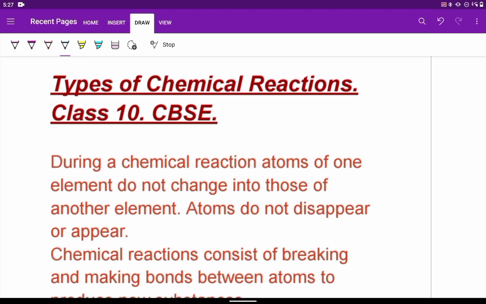See, we know that during a chemical reaction no new atoms are created and no atoms are destroyed. Okay. What happens during a chemical reaction? The reactants contact each other, bonds between the atoms in the reactants are broken, and the atoms rearrange and form new bonds to make the products. So during a chemical reaction, atoms of one element do not change into that of any other element. Neither do the atoms disappear nor reappear. The atoms are there only.